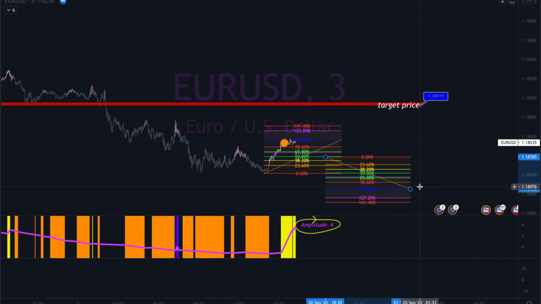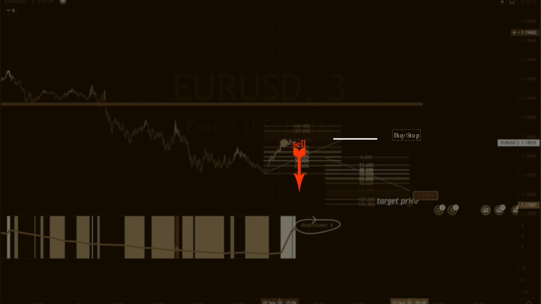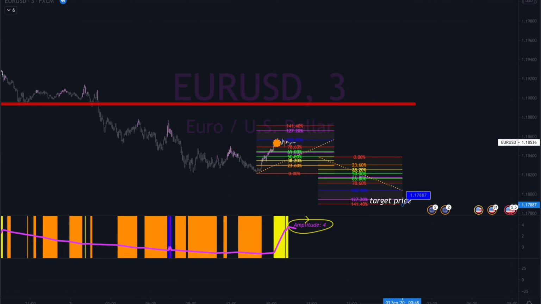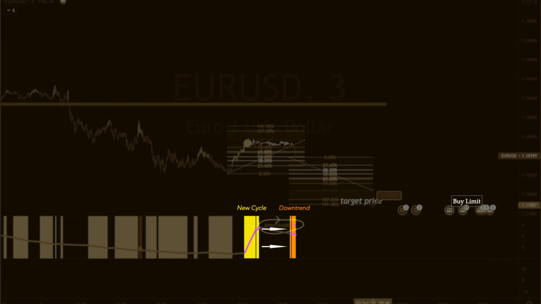We have a higher chance of success if the trade is reversed. The top of the orange candle is where we place the buy stop or stop loss. Our exit is a buy limit order or take profit. Notice the transition from new cycle into downtrend.